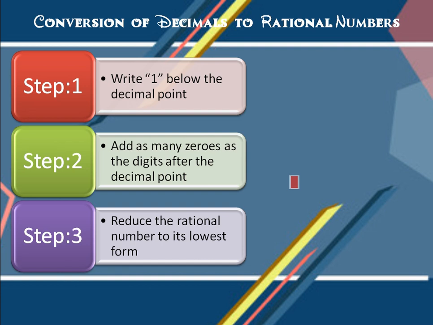Let us do this with an example. I have a decimal number 0.12. Step 1, write 1 below the decimal point. So I have written 1 below the decimal point.